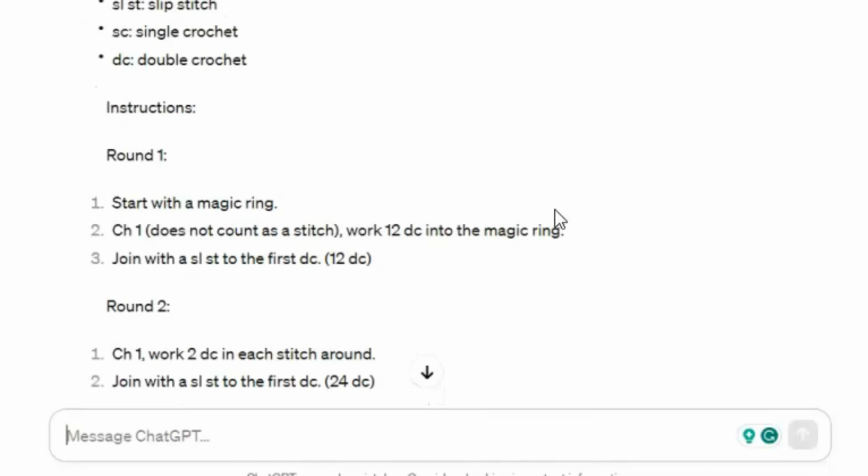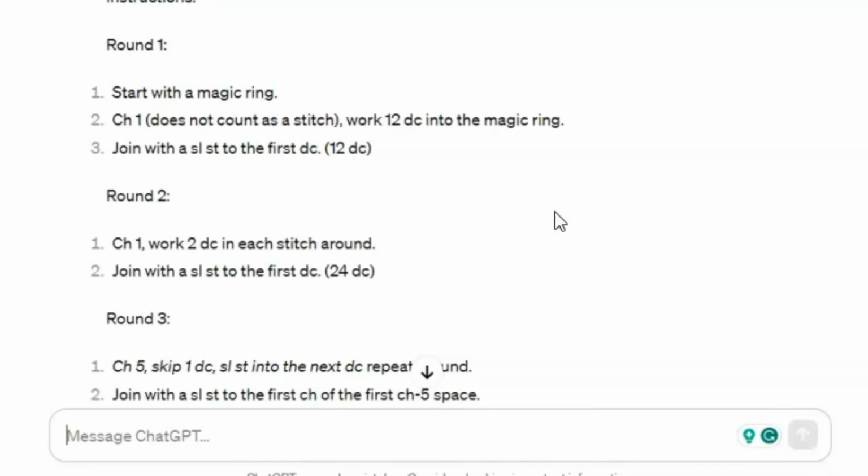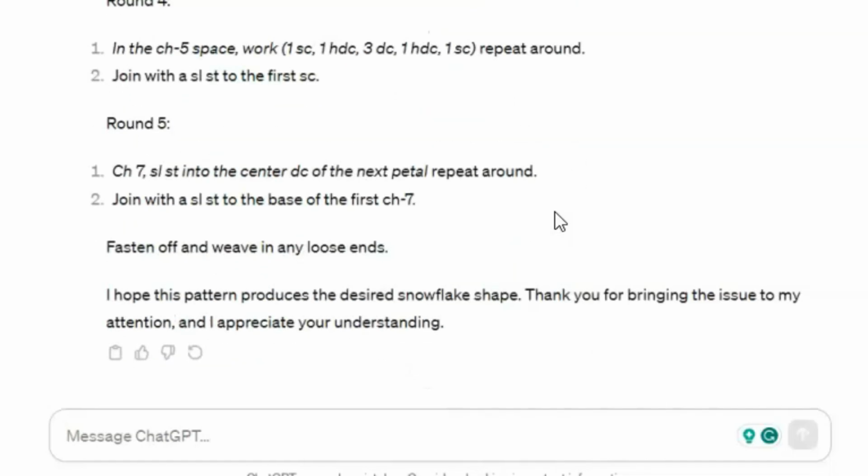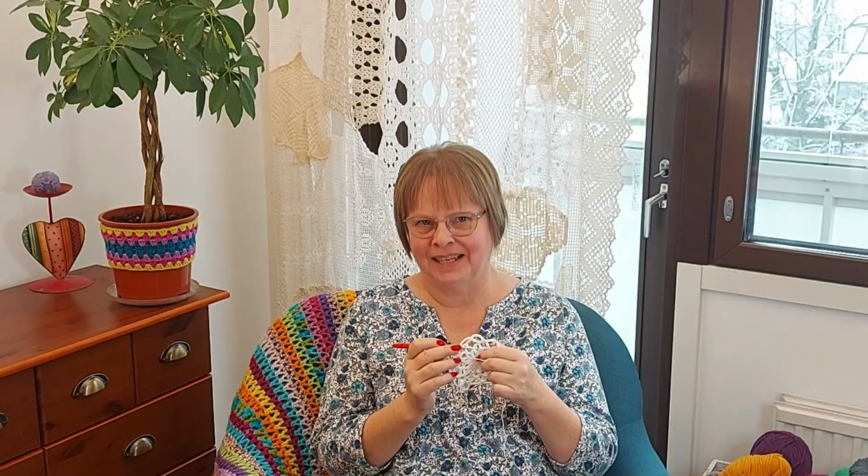Yes, just looking at it I can tell that it's not a snowflake, because in a snowflake you need to have some sort of points, or every second bit needs to be different. So this would be some sort of a flower again. This was an interesting experiment, and it shows that as yet anyway, AI can't compete with crochet designers, which is a great thing.